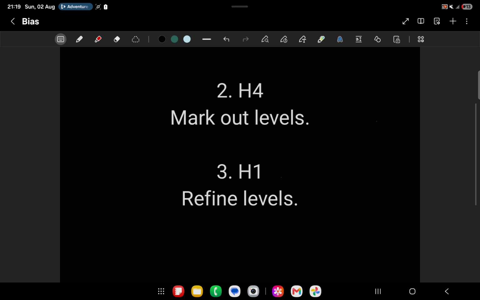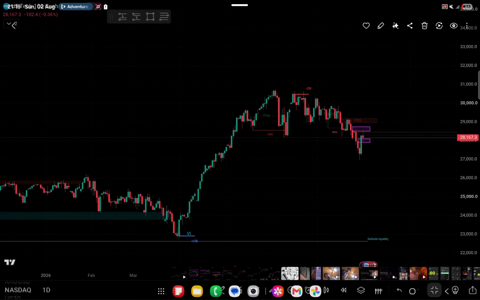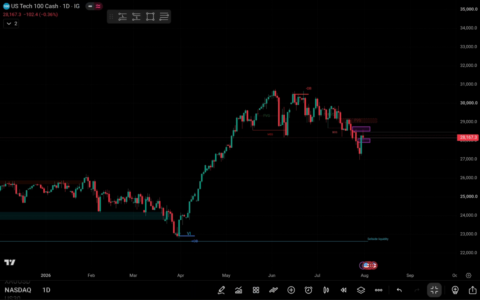Mark out levels on the 4 hour. Those levels were marked. No, wait, what am I saying? This is the daily time frame. So the daily time frame, still seeing what the bias is. Since we said that it was a long-term buy, short-term sell, we see here that price wants to continue from the upside from here, but still needs to actually break past this level here. So until it does that, it is still in a downtrend.